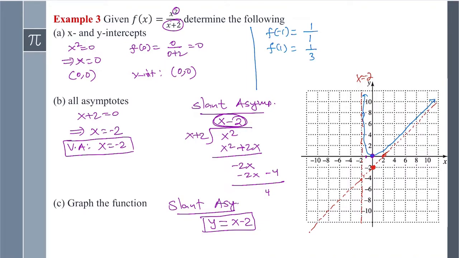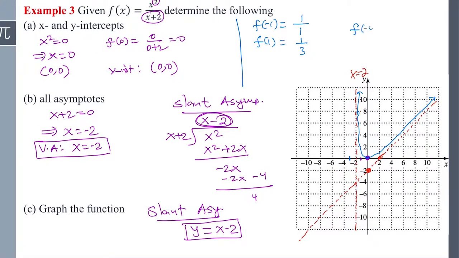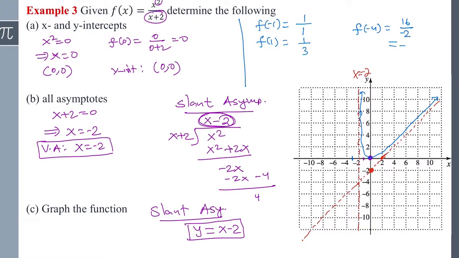Now similarly, what happens to the function on the left of negative 2? Let's take a number, let's say negative 3. Or we can do f of negative 4 as well. Let's do f of negative 4. f of negative 4 equals negative 4 squared, which is 16, divided by negative 4 plus 2, which is negative 2, and that gives us negative 8.